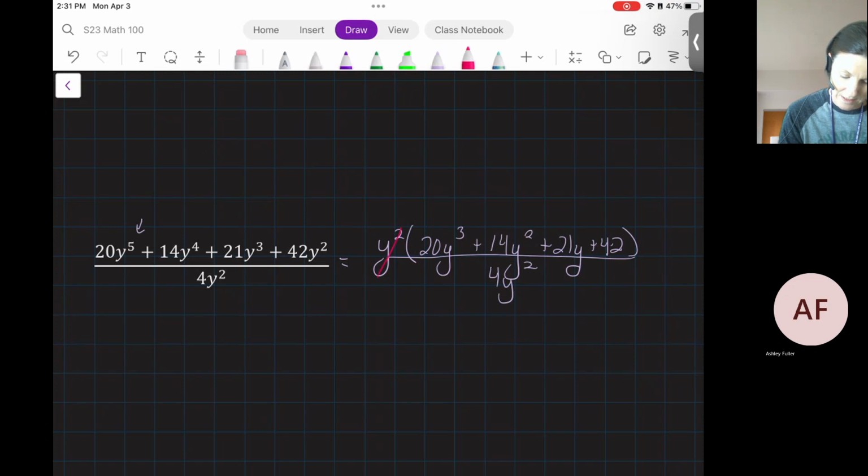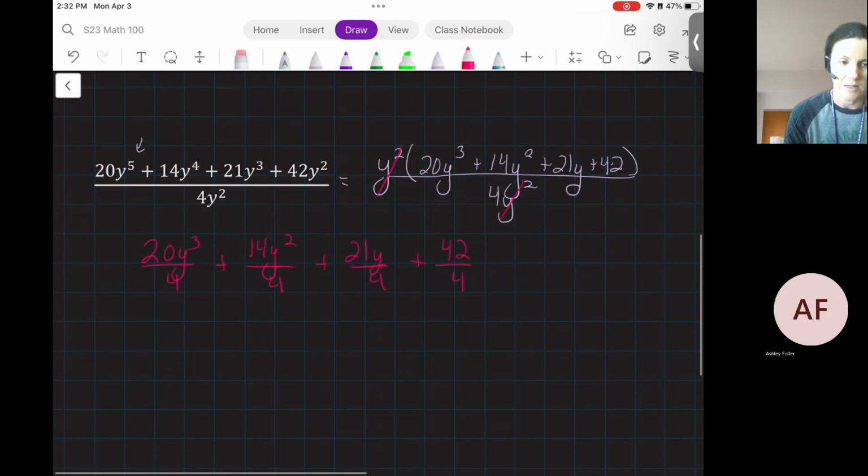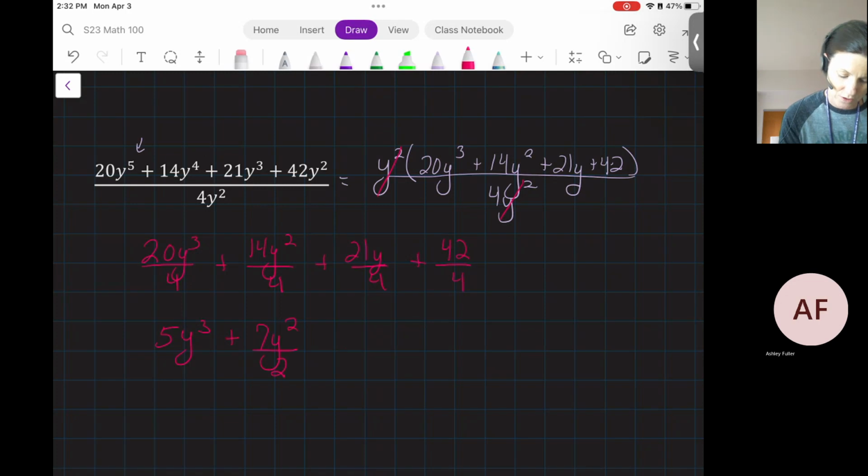Notice the y squareds can cancel, and then I can separate each term, leaving me with 20y cubed over 4 plus 14y squared over 4 plus 21y over 4 plus 42 over 4. The fractions that can be simplified, I go one step further and end up with 5y cubed plus 7y squared over 2, because they're both divisible by 2.